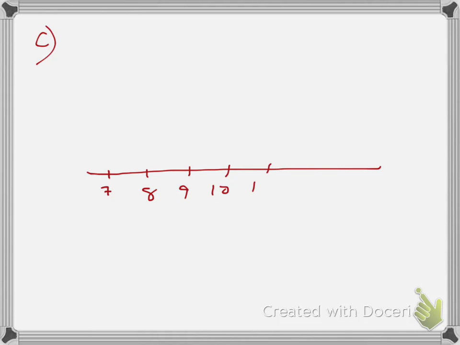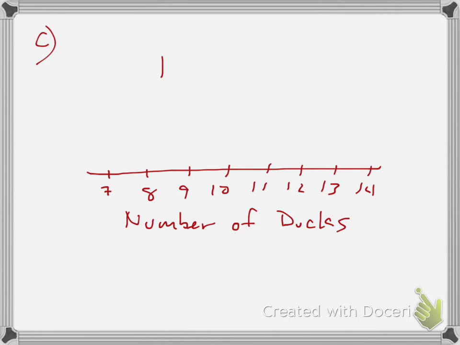So let's make our box plot now in part C. So remember how to make our box plots. Start out with an x-axis, and our x-axis is going to be in the same units as whatever our variable is, and our variable in this case is the number of ducks at Round Pond. So let's label that before we do anything. Number of ducks, and we may as well give it a little title here. Let's call it Round Pond.